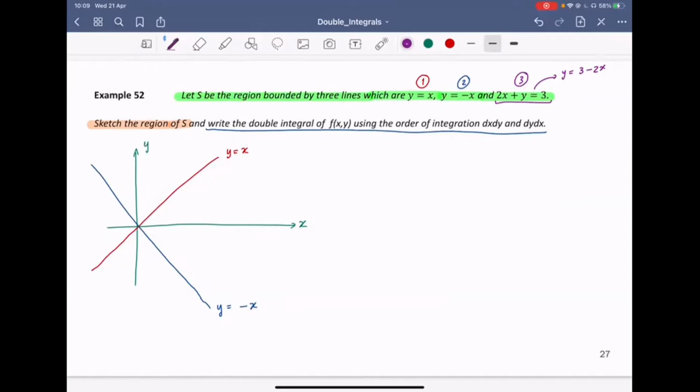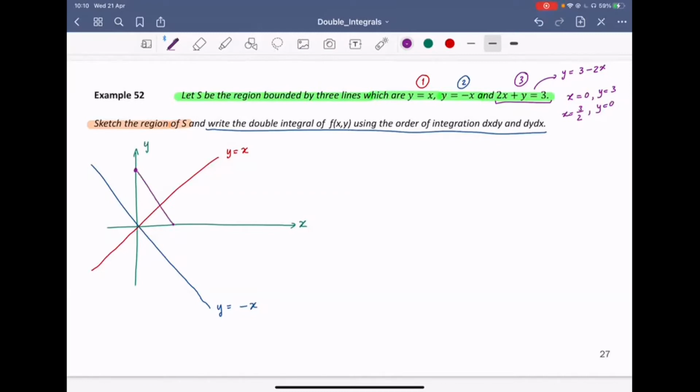So here you can see that when x equals 0, you're going to get y equals 3, right? And then when y equals 0, x is going to be 1/2. So that means the graph is going to pass through the points x equals 0, y equals 3, and x equals 1/2, y equals 0. So the graph is going to be like that, right?